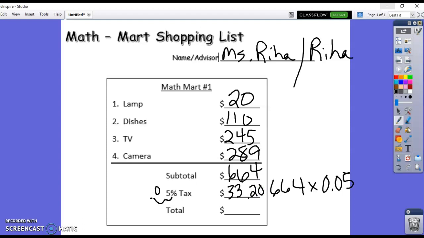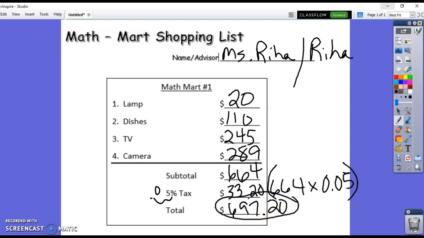So then to go ahead and find my total bill, I need to add my subtotal and my tax together. So I'm going to take 664 plus 33.20. And when I do that, I get $697.20. So that is my grand total right there.